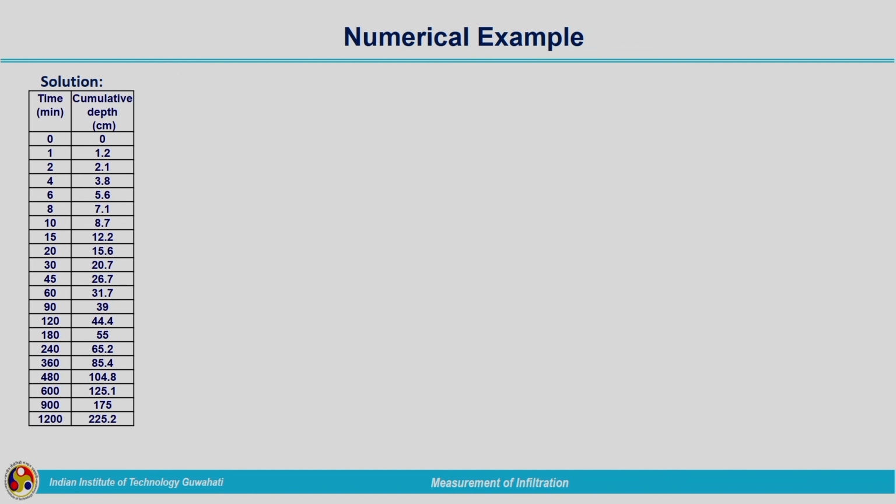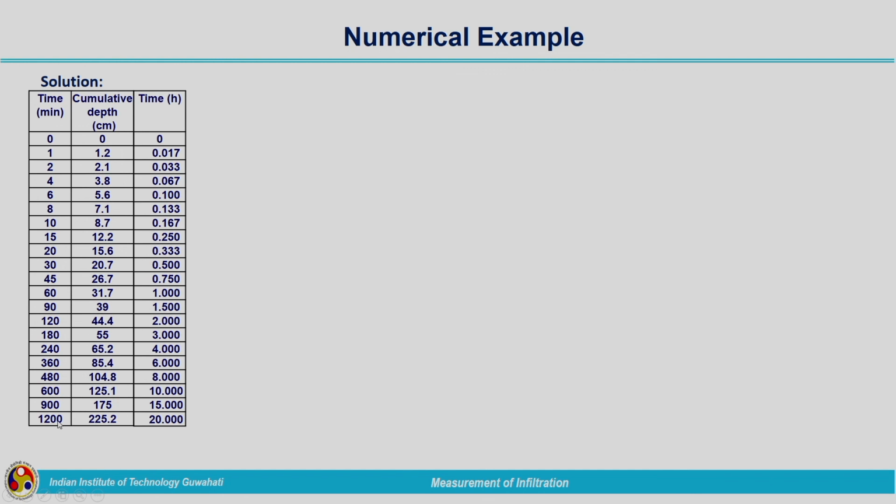Now, we need to convert the time into hours. There is no issue if you are plotting the graph in minutes, but it is around 1200 minutes. So, it is better to convert it into hours. So, for that the time is converted into hours, that is put in this column.